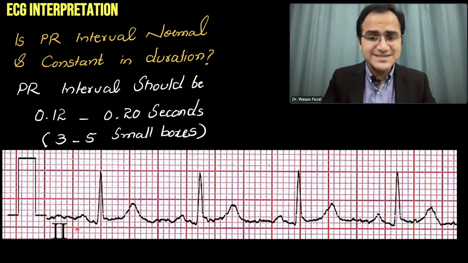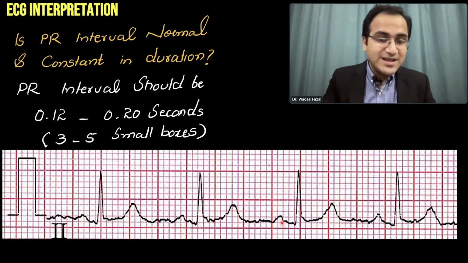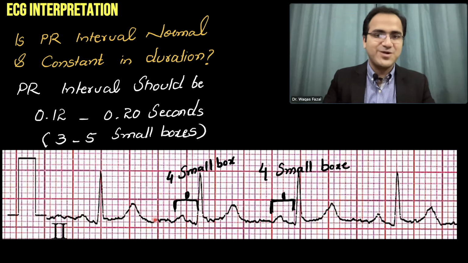Now, if you look at this ECG, you can see this is the P wave and this is the Q wave. So from here to here, this is the PR interval, and if you count the number of small boxes, it is 1, 2, 3, 4. So 4 small boxes is a normal PR interval. And if you look at the other PR intervals, they are all of the same size, 4 small boxes. So it's a normal PR interval.